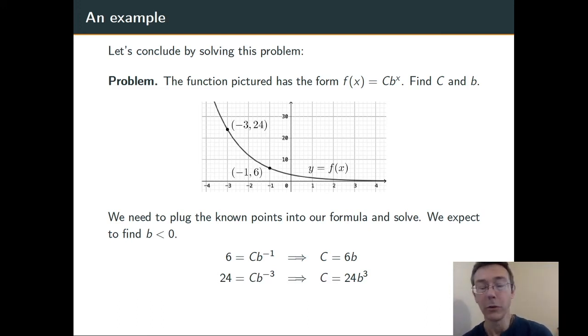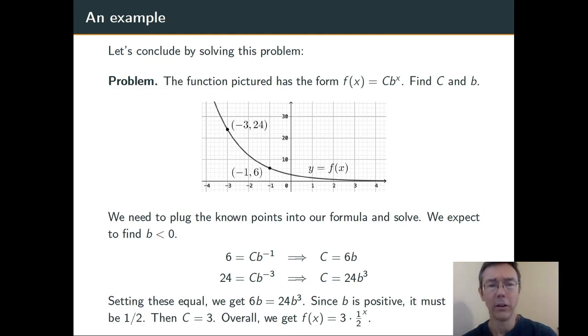Set these two things equal to each other to get rid of the c. So 6b equals 24b cubed. And then solve that all together. Move everything to one side and factor. B has to be positive, so I'm going to throw out the negative answer on that. Overall, I just get b is 1/2. And if b is 1/2, by using either one of those two equations by the arrows there, I get that c has to be 3. Plugging in those values, I get a final answer that f of x is going to be 3 times 1/2 to the x.